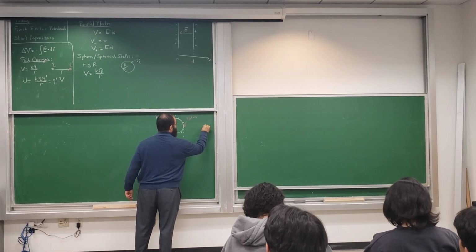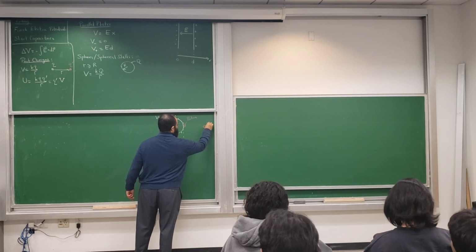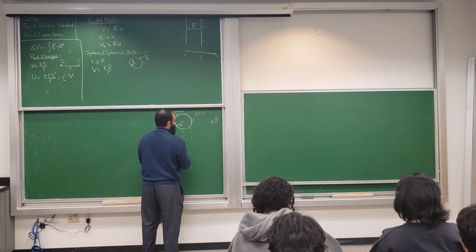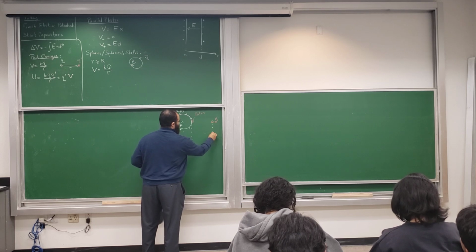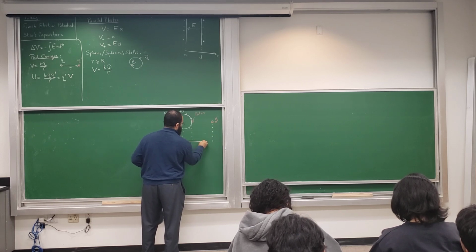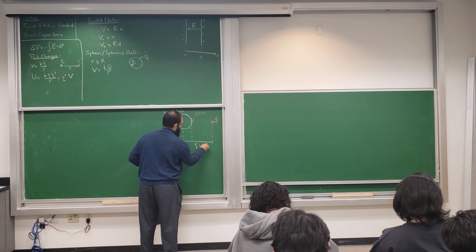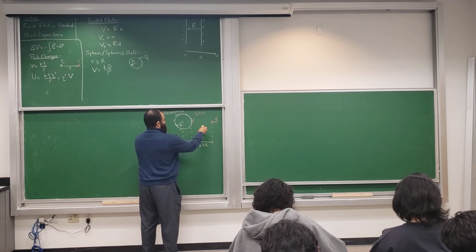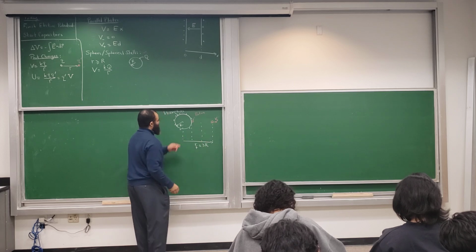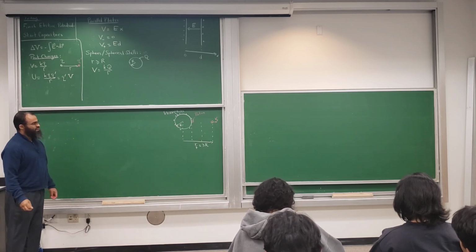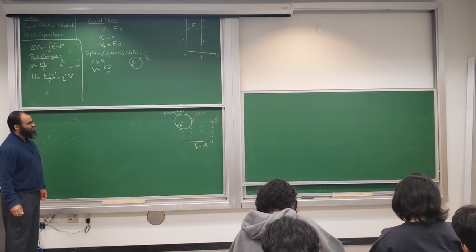When the proton is here, what's the speed? V final. And here means territory. When the distance, let's call it R final, is equal to 3R, it's 3 times the radius of the sphere. What is the speed of the proton then?